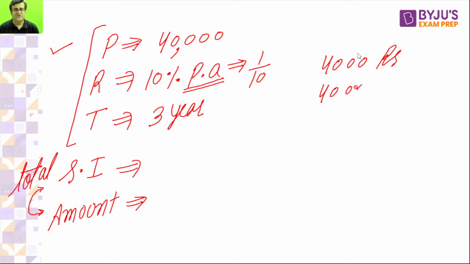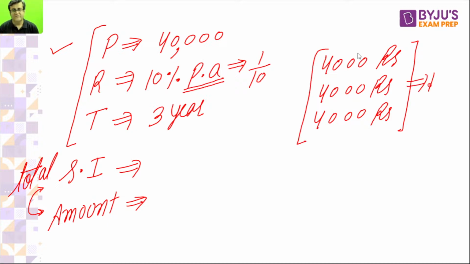Next year also, the interest will be 1 by 10 of 40,000, which is 4,000. Next year also, 10% of 40,000 means 4,000. So the total interest is 4,000 plus 4,000 plus 4,000, which is 12,000 rupees. Is this point clear to everyone? This is the first year, this is the second year, this is the third year. So all years together, the total interest is 12,000 rupees.